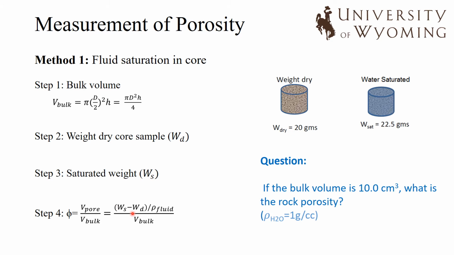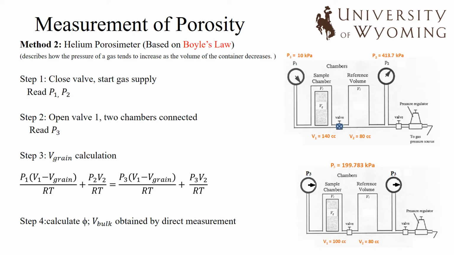So once here they did what we said: the weight saturated minus the weight dry, divided by the rho of water. This is the volume of the pores. And when you divide this by V bulk, you end up getting the porosity. The second experiment is the one we are going to do in the lab, the helium porosimeter, which is based on Boyle's law.